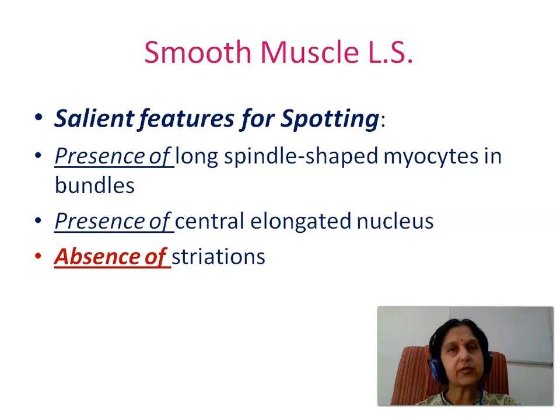The salient features for spotting here would be presence of long spindle-shaped myocytes in the bundles, presence of central elongated nucleus, and absence of striations.